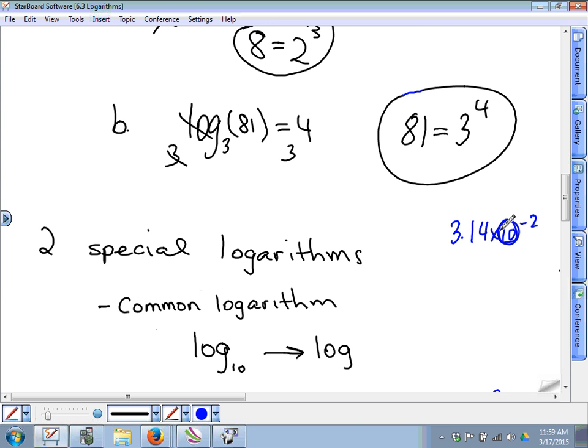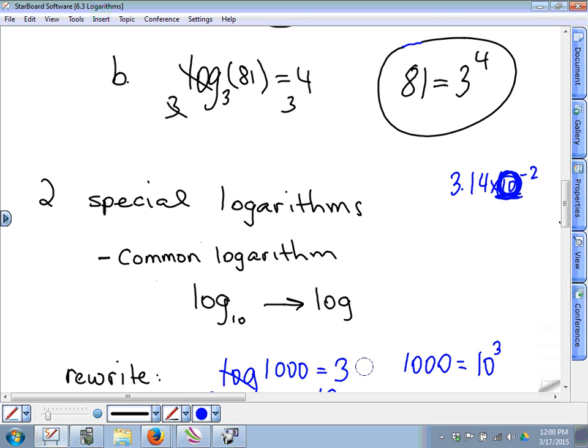But anyway, if you're dealing so often in scientific notation with bases of 10, wouldn't it make sense that you would deal with logarithms of base 10 quite often? That's why it's called the common logarithm. You use it a lot with scientific notation. Anyway, here's a problem I want you to practice.